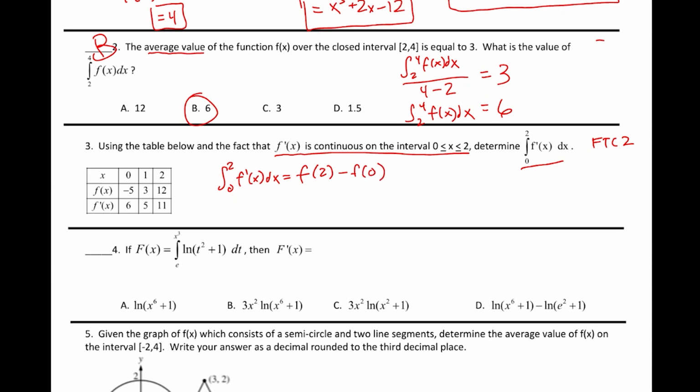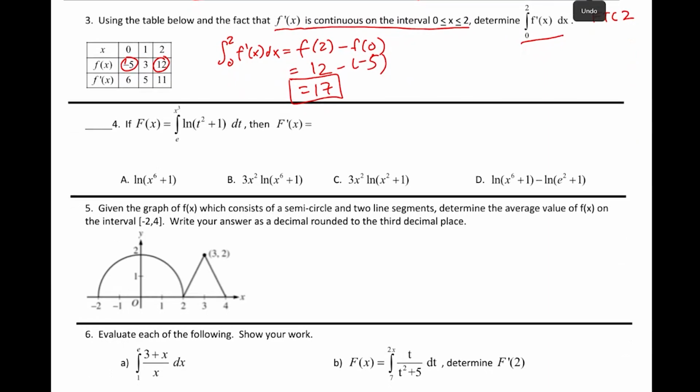So if I want to find the value of this, I just need to subtract the value of f at 2 and 0. So f of 2, we can see, is 12, and f of 0 is negative 5. So 12 plus 5 is 17.